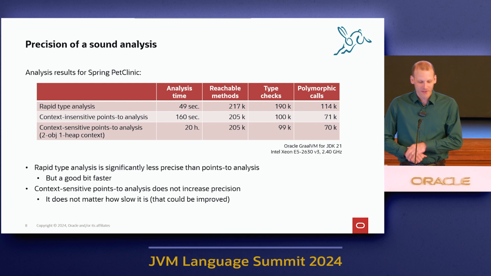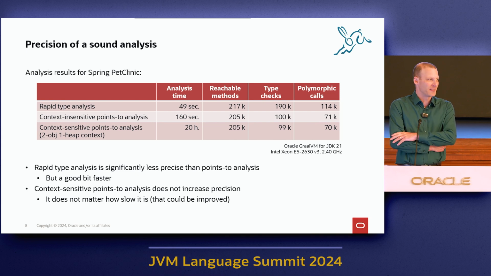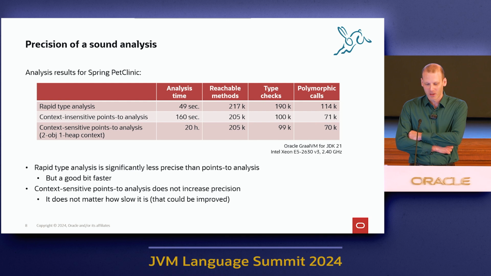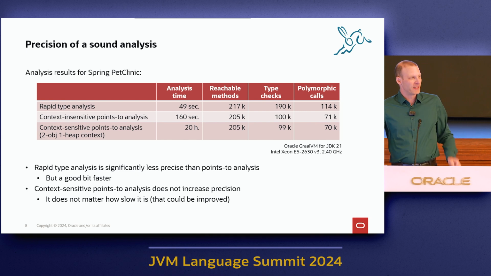An interesting takeaway from that slide is that analysis time really varies a lot. For Spring Pet Clinic, you can analyze it in 50 seconds with a rapid type analysis, and it takes hours for a context-sensitive points-to analysis. But when you look at the precision, the right 2 columns, there is a certain precision that you can reach with a context-insensitive points-to analysis, but that's it. It doesn't matter how many hours you spend in addition.